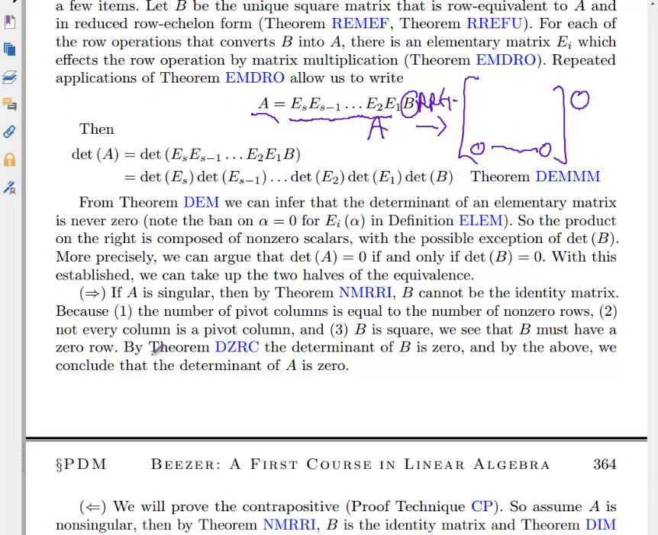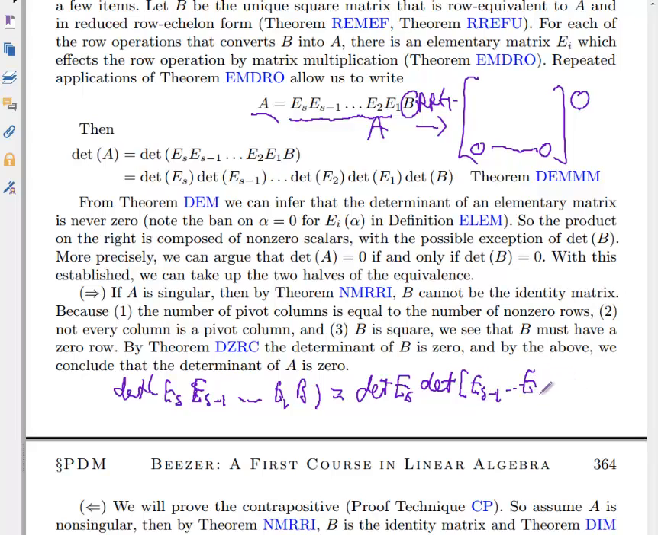You can say the determinant of E_S minus 1 dot dot dot E_1 B is equal to, now this is E_S times all this other stuff, so I can write that as the determinant of E_S times the determinant of E_S minus 1 dot dot dot E_1 B. Now I can peel off another E_S minus 1 because that's an elementary matrix times a bunch of matrices, so I just keep peeling them off, and my end result is this.